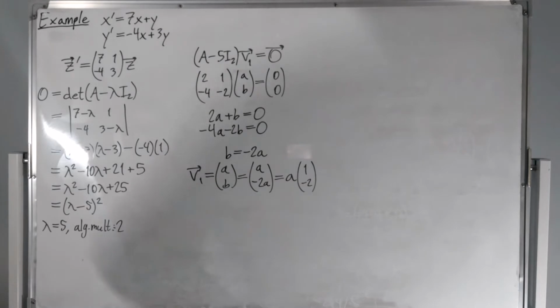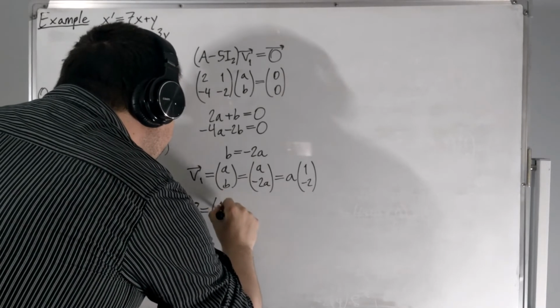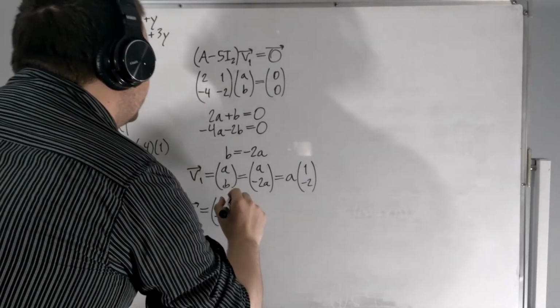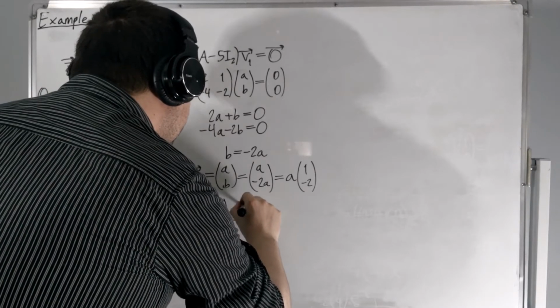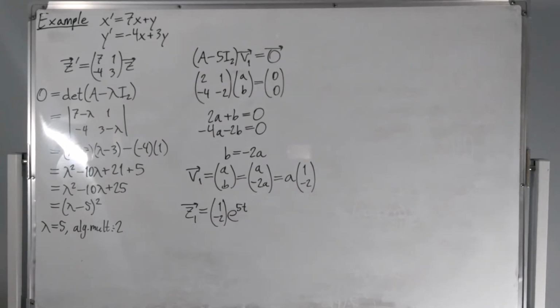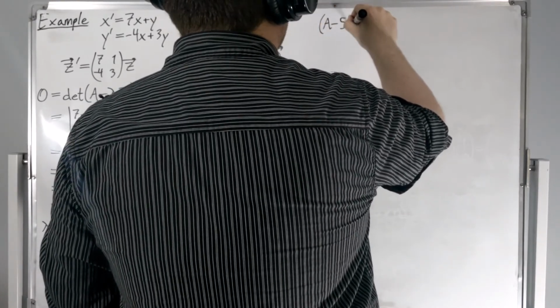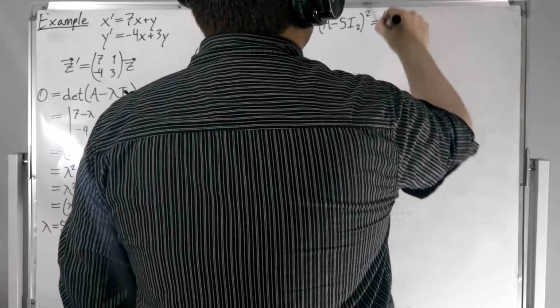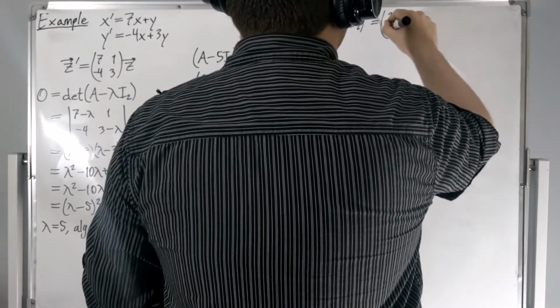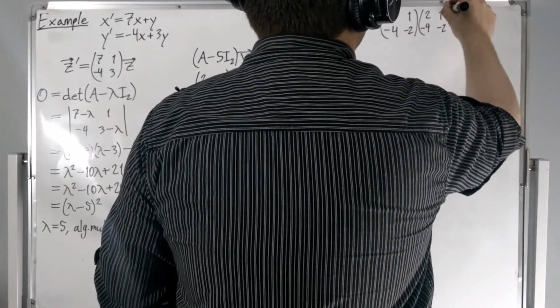Okay? So from this we can construct one basis solution: (1, -2) times e to the 5t. But now to construct the other basis solution, we're going to need to find generalized eigenvectors of rank 2. So, once again, we're going to look at (A minus lambda I2) squared, which is (2, 1, -4, -2) multiplied by (2, 1, -4, -2).